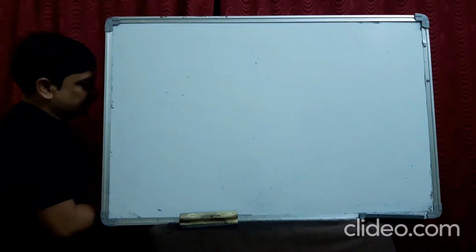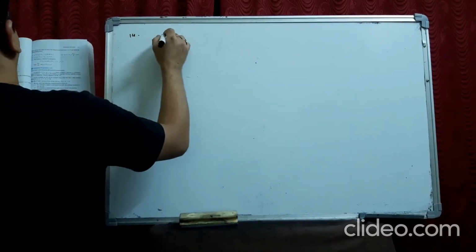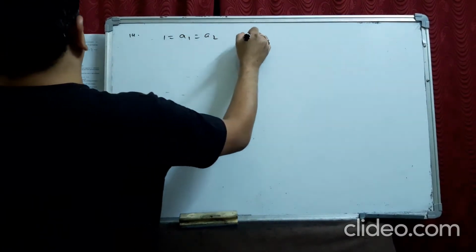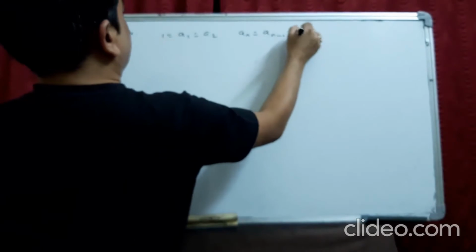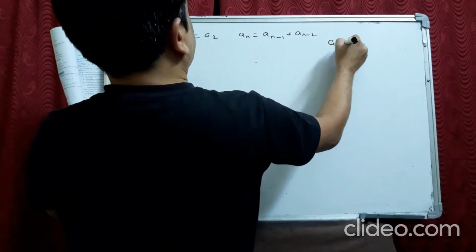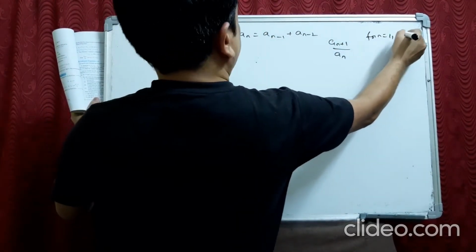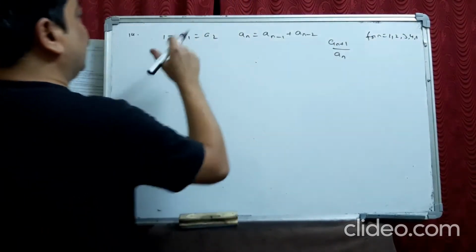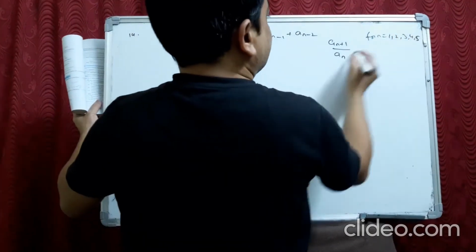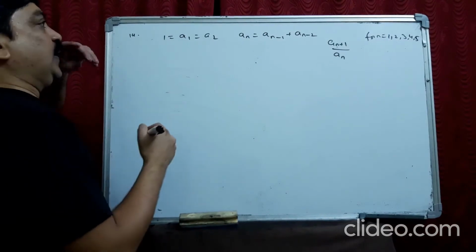They have given a1 equal to a2 equal to 1 and an is equal to an minus 1 plus an minus 2, and find an plus 1 by an for n is equal to 1, 2, 3, 4, 5. So first let us find out the other values. 1, 2, 3, 4, 5 means we need till a6. Because it becomes a6 by a5, we have to find out till a6.